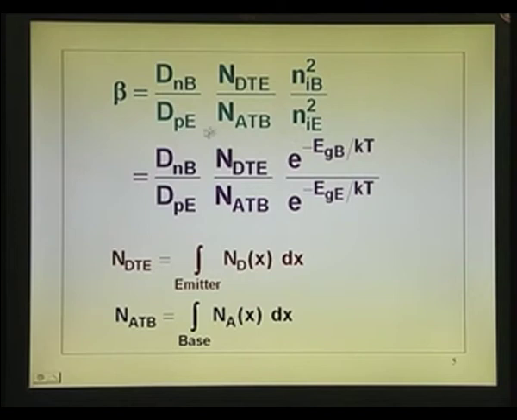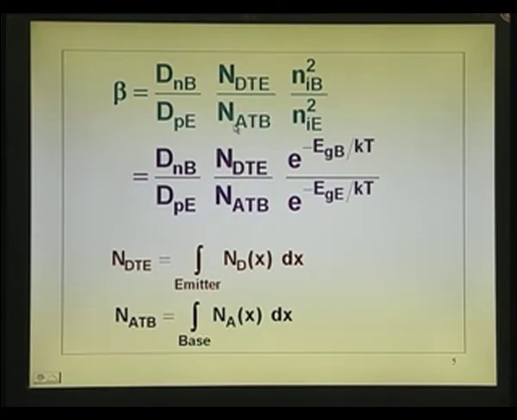Now, let us go back to these equations. So, all this effort has been to explain this particular equation, and I have written DNB by DP, NDTE by NATB multiplied by this quantity. This ratio will be 1 if the band gap in the emitter and band gap in the base are the same, and you will get a beta decided by this. Now, you can see the beta of this transistor, if these two are the same, will be dependent upon total integrated doping in the emitter divided by total doping in the base.